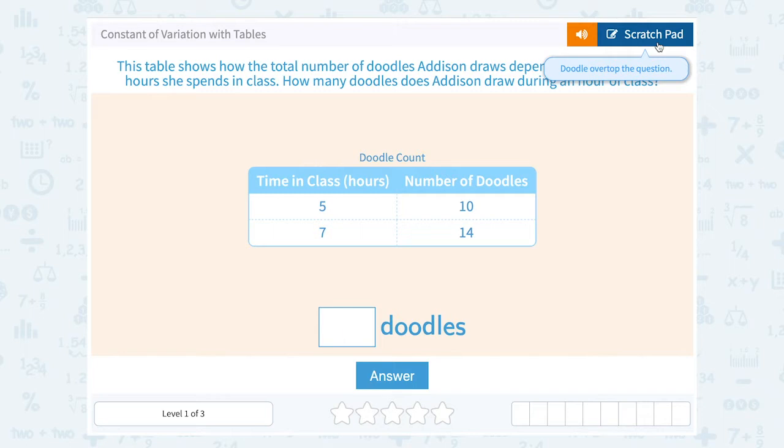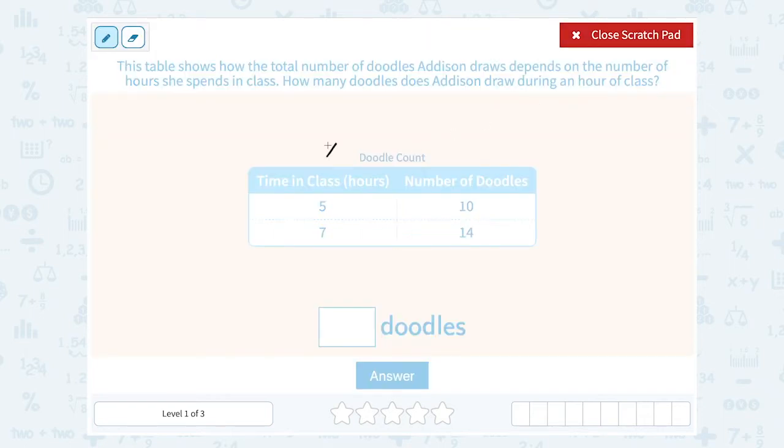Okay, so when you have a table, remember you always have the X column on the left and the Y column on the right. So the time in class is our X, hours, and the number of doodles is our Y variable. When you're finding the constant of variation, it's one of the Y values divided by the X value that goes with it. Now the nice thing about this is since we're assuming it's a constant rate, we should get the same answer whether we use the point (5, 10) or the point (7, 14).